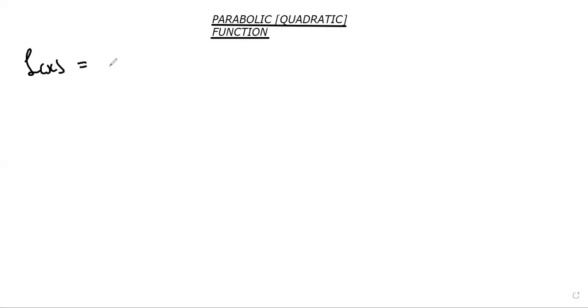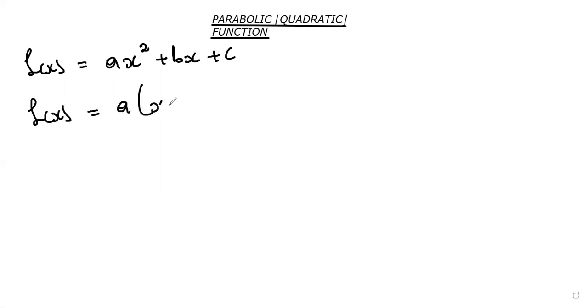So this is the standard form. f of x equals ax squared plus bx plus c. And then the turning point form is going to be f of x equals a into x plus p, all squared plus q. So let's talk. What does each of these mean?